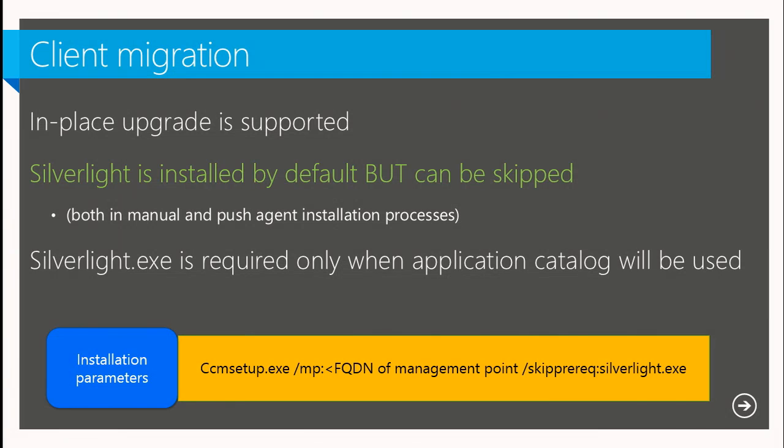What does that mean? Silverlight is required only when the application catalog is used. For example, if you have an SCCM 2012 environment which is used for managing only the servers, not the computers used by the end users, the application web catalog will mostly not be used. So that's why you don't need to install Silverlight itself, and we can skip it. You can see at the end of the slide the command line for installing the SCCM agent that skips the Silverlight exe installation.